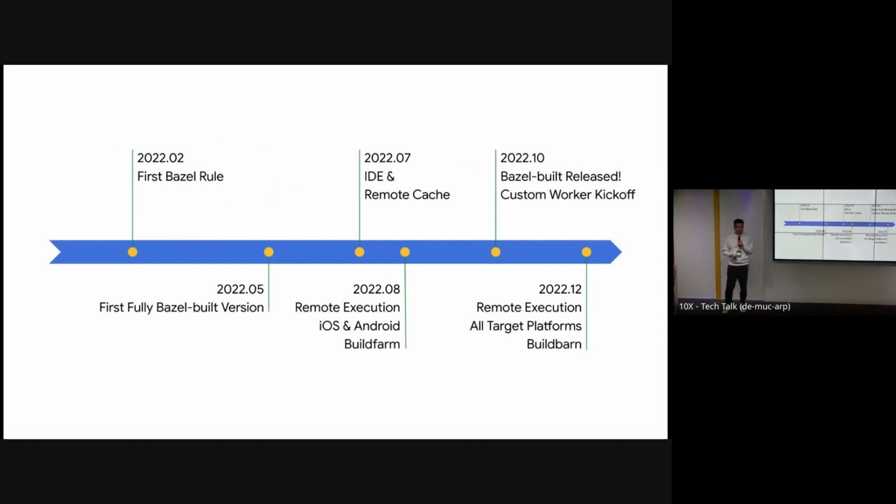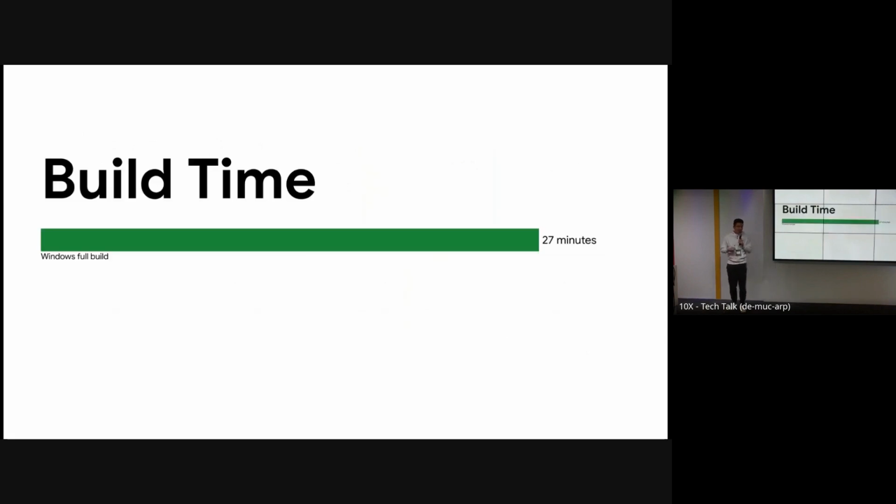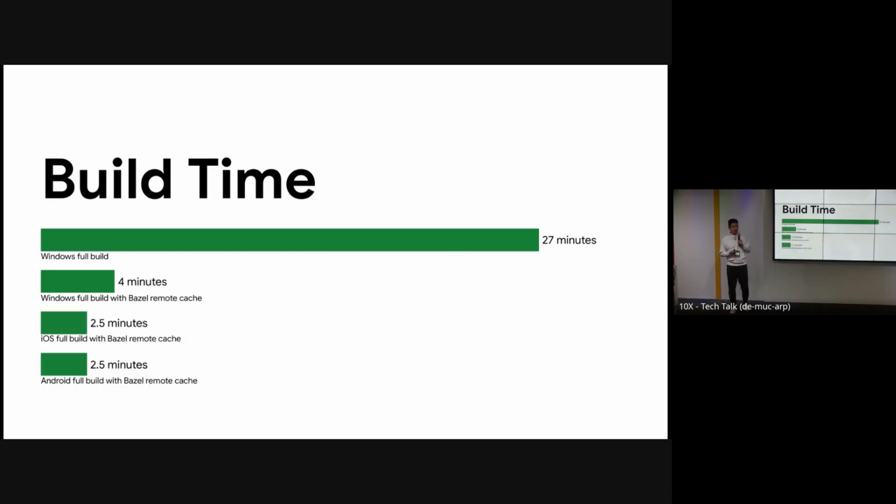Now, after moving to Bazel, the Windows full build time dropped dramatically from 27 minutes to 4 minutes. For iOS and Android, it's even faster at 2.5 minutes. So this sounds like an unfair comparison because these builds happened with all the remote cache hitting. But this did save us a lot of development time for real, especially for our CI jobs.